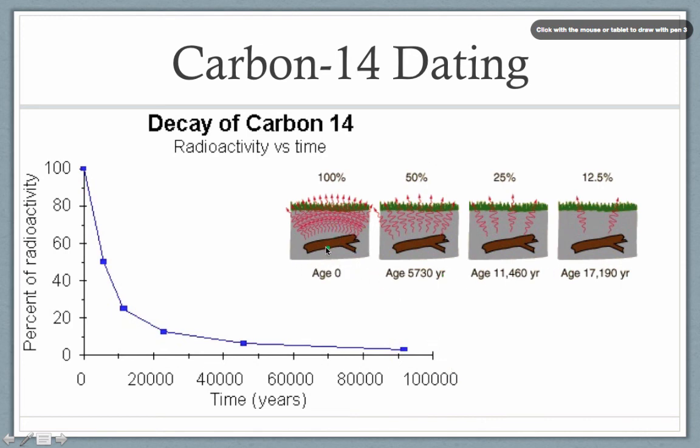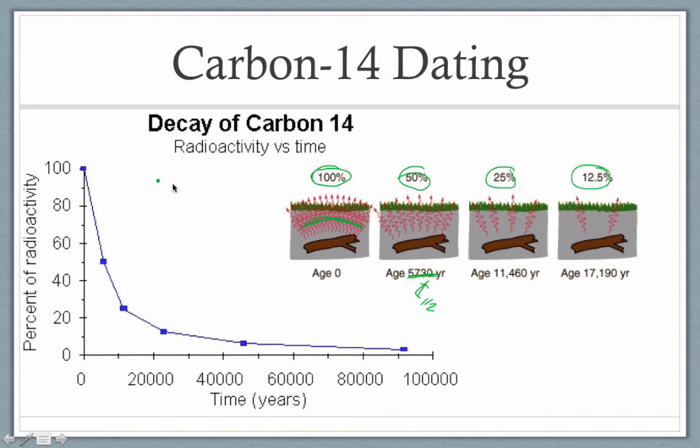This stick here that was buried in the ground, when it just gets buried, it's got 100% of its radioactive material left, and we can measure this quantity of radiation being given off. After 5,730 years, which is the half-life of carbon-14, half of our radioactive sample has disappeared and is now giving off half the radiation. After another half-life, we get to 11,000 years, which is 5,000 twice. We have a quarter left, or 25%.